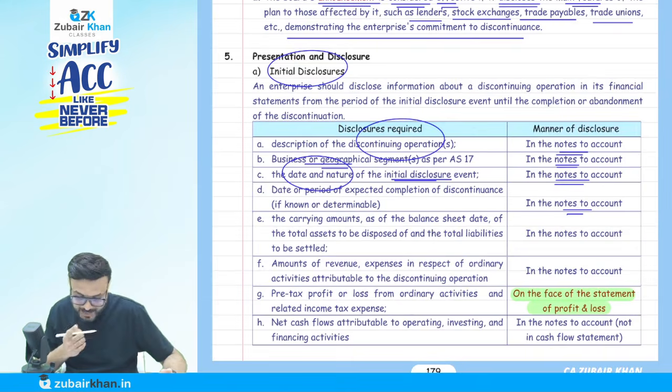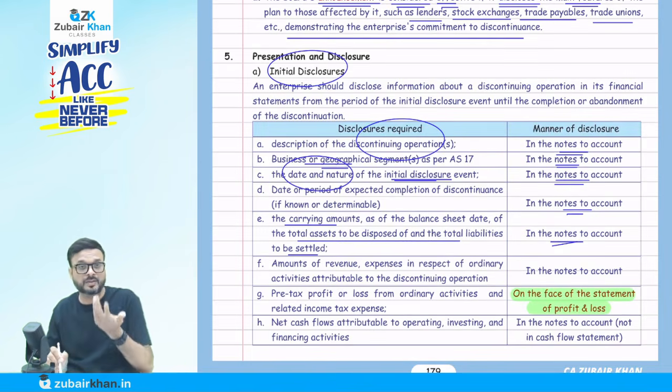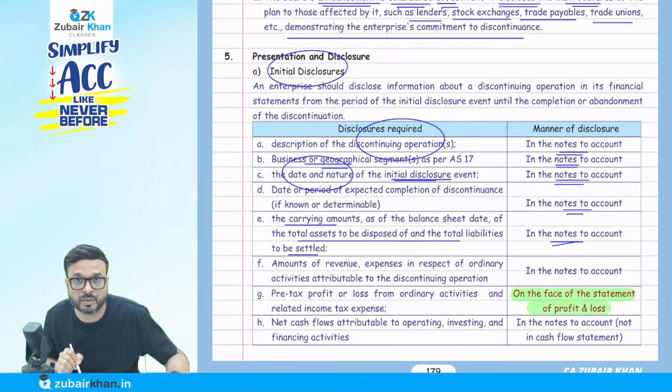The book carrying amount means book value. The carrying amount as of the balance sheet date of the total assets to be disposed of and the total liabilities to be settled, in the notes to account. How much is expected, how much you will receive. The carrying amount, they are saying, is the book value of the asset and liability.